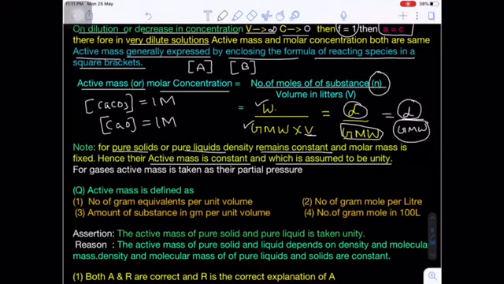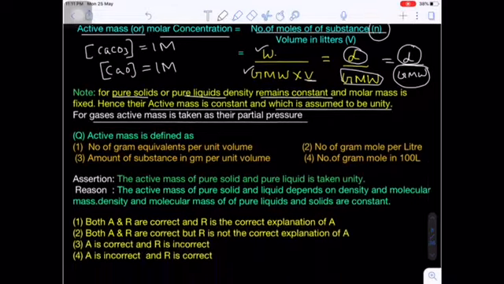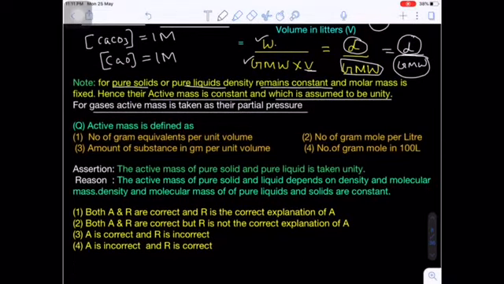Okay, now this is for pure solids and pure liquids only. But in case of gaseous substances, the active mass is taken as their partial pressure. As their what? Partial pressure. Okay, now there are 1-2 questions regarding the active mass. The active mass is defined as: option, number of gram equivalents per unit volume? No. Number of gram moles per liter. Yes, this is the definition of the active mass.